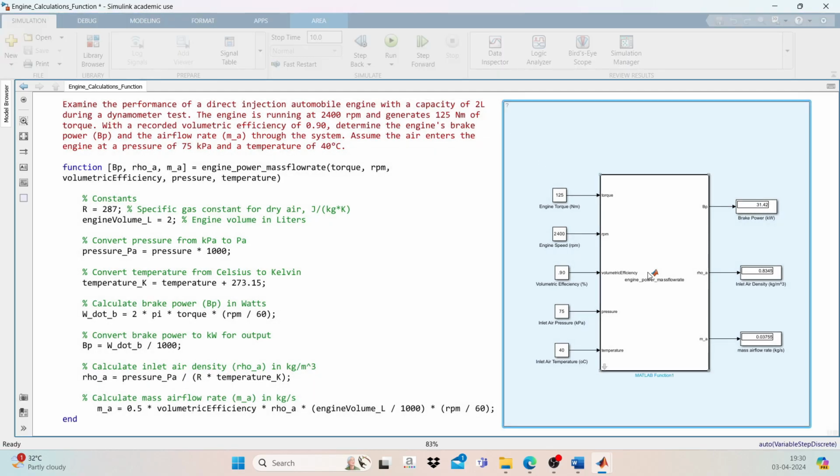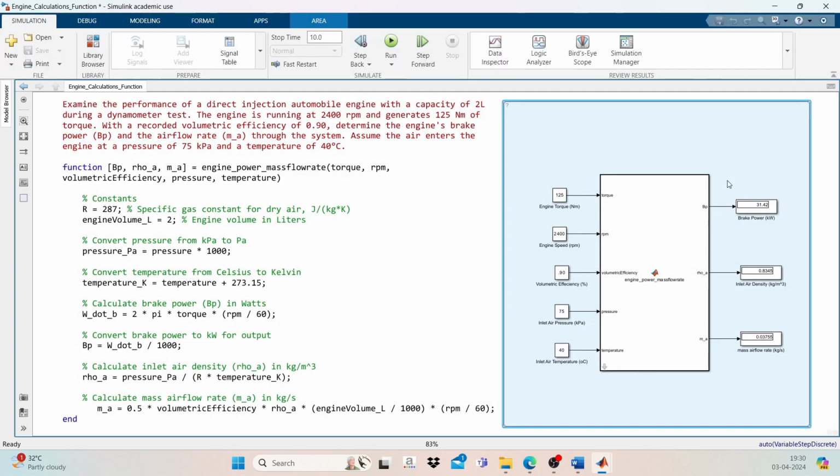Immediately the function takes up these input arguments and it is giving out the required output parameters. That is the brake power. We are getting brake power as 31.42 kilowatt. Inlet air density is 0.8345 kilogram per meter cube. Mass airflow rate is 0.0375 kilogram per second.